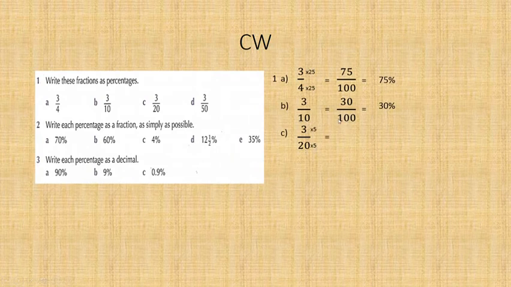So it's going to be here 15 over 100. So the denominator is 100. So I'm taking the numerator only and putting a percent sign next to it. So it's going to be 15%.